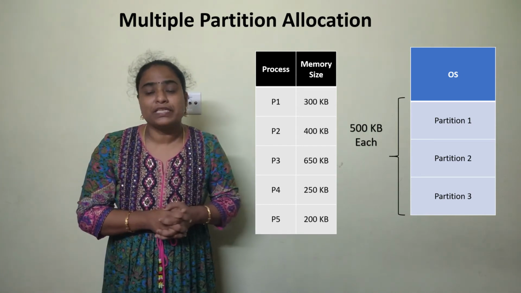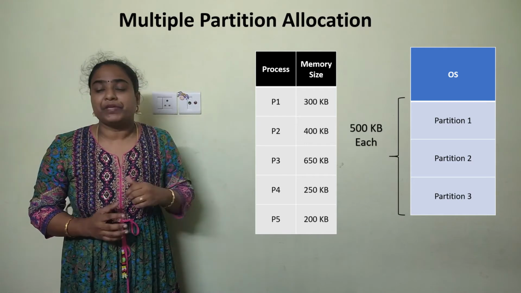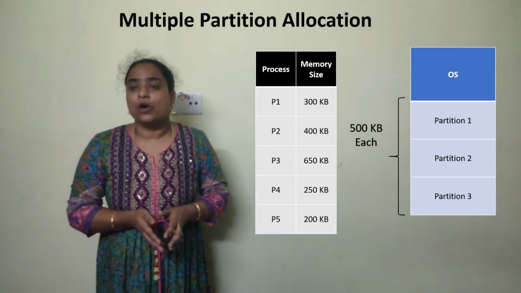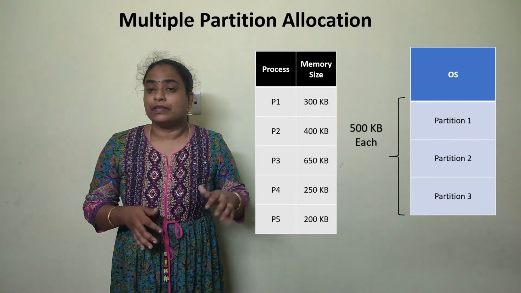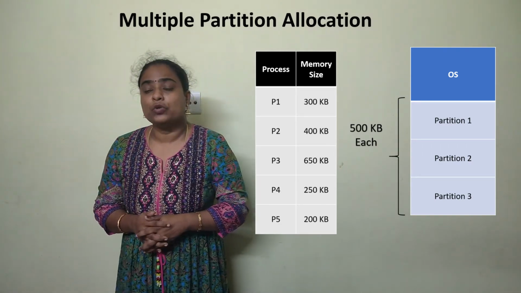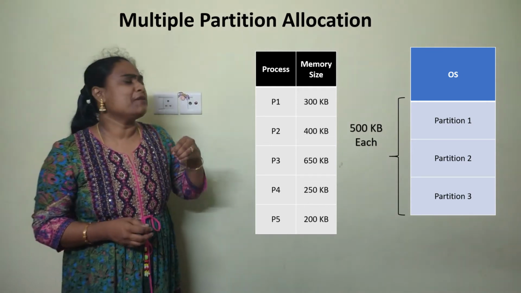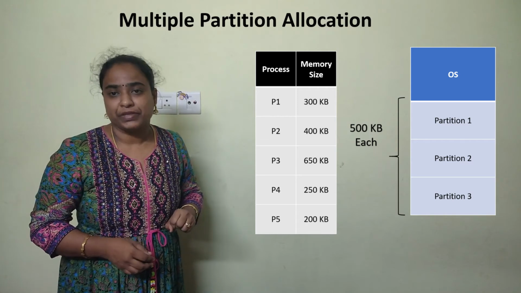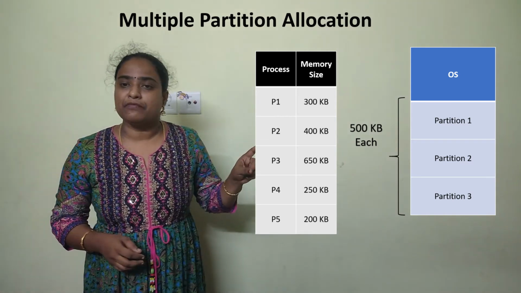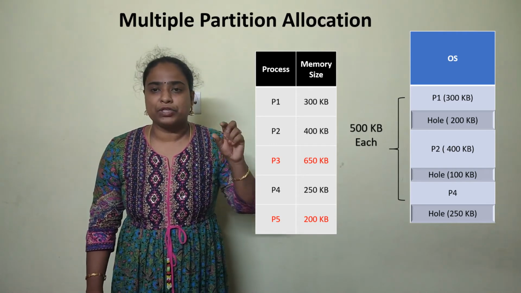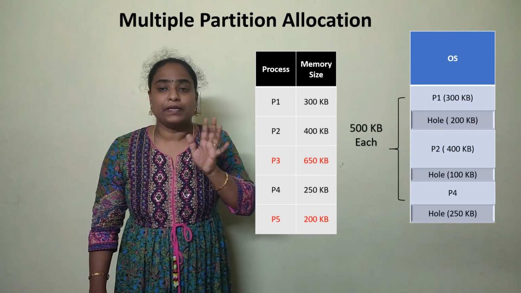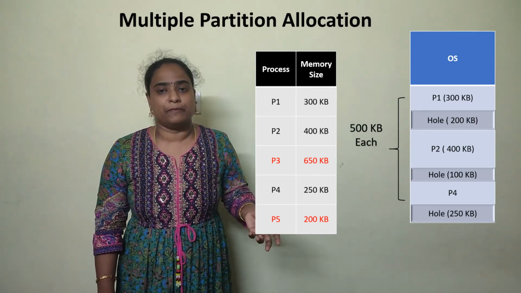So that is what we call multiple partition. We divide the entire user memory into partitions of some fixed size. The entire user memory is divided into multiple partitions and every process will be allocated one partition each. So P1, if it is in need of 300 KB, we will allocate the 500 KB partition. So the remaining 200 KB will be left free, but it cannot be allocated to any other process.